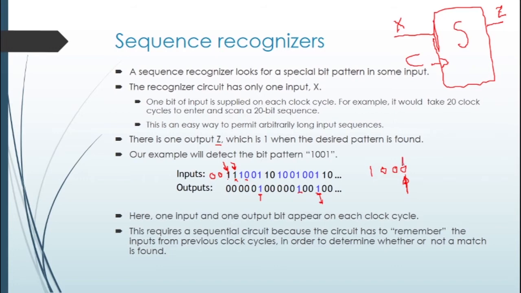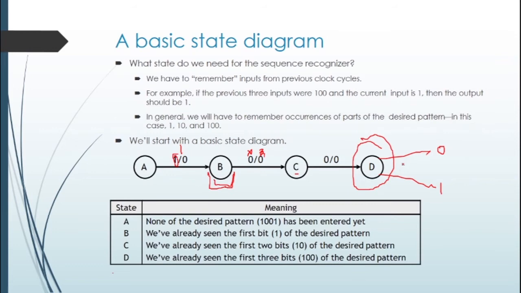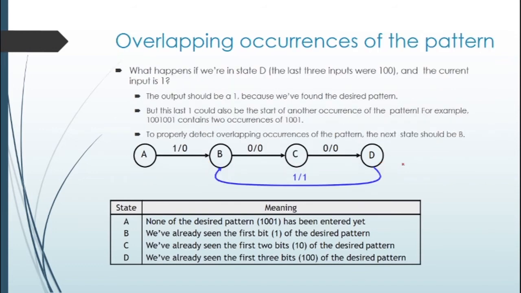Now what to do? This is going to be the main thing. After state D, if there is input 1, it will complete the pattern 1 0 0 1. So if we have got 1 0 0 and then 1, the output will become 1, the pattern is completed. And the second thing, it will go back to state B.